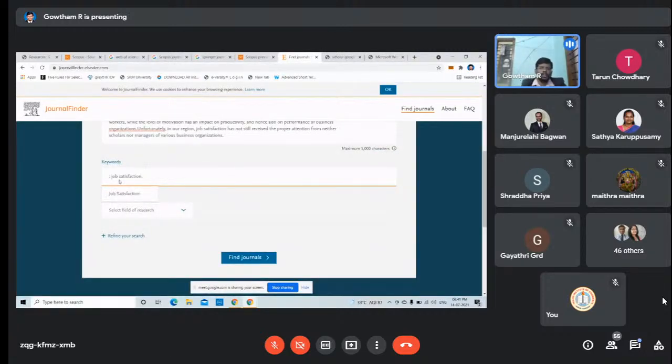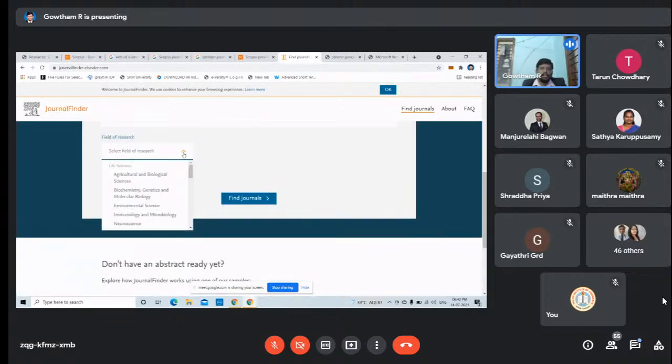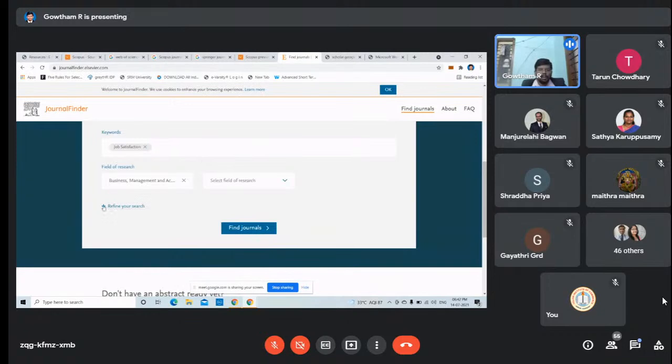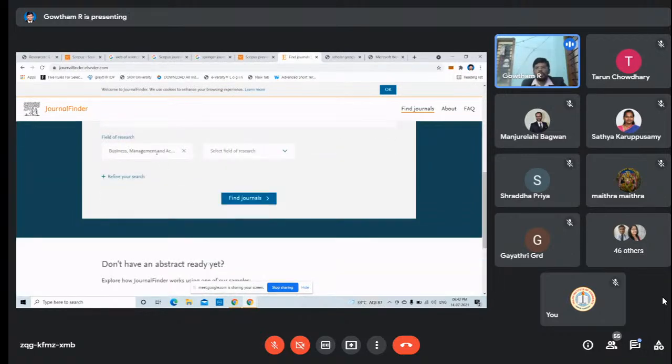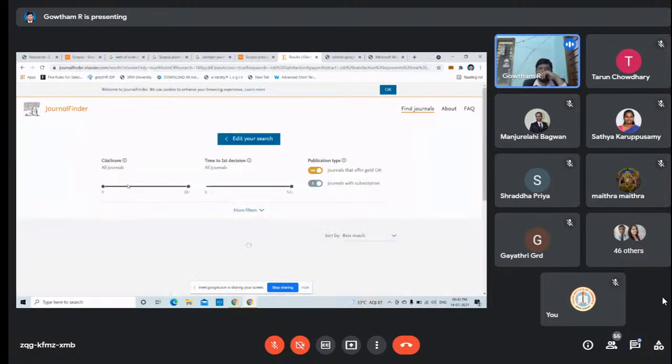So now all such things will automatically come up. What is your field of study? This is not mandatory, but still we know it's part of management, so you can click on business, management and accounting. Whether any other areas this will cover, no. Let us keep it as it is. Now I have entered the paper title, paper abstract, keywords, and I have also chosen my field of study. Now you can click on find journals.